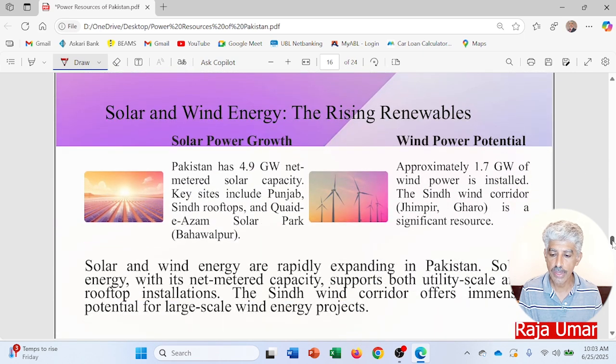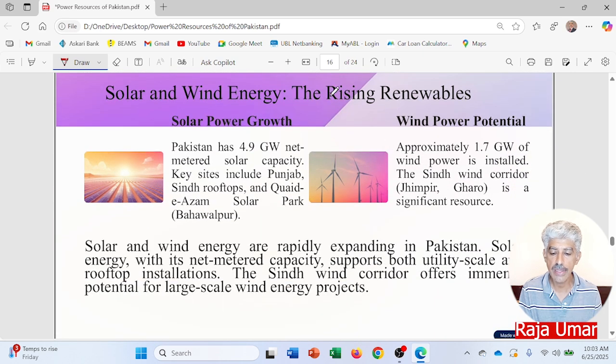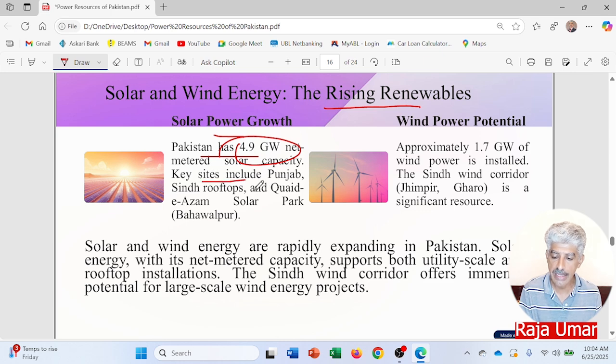Now talking about solar and wind energy, the rising renewables. Slowly and gradually, the Pakistani people and the government want to move towards renewable forms of energy, and these two are among them. Solar power growth: Pakistan has 4.9 gigawatts of net metered solar capacity. Key sites include Punjab, Sindh rooftops, and the Quaid-e-Azam Solar Park at Bahawalpur in the Cholistan Desert.